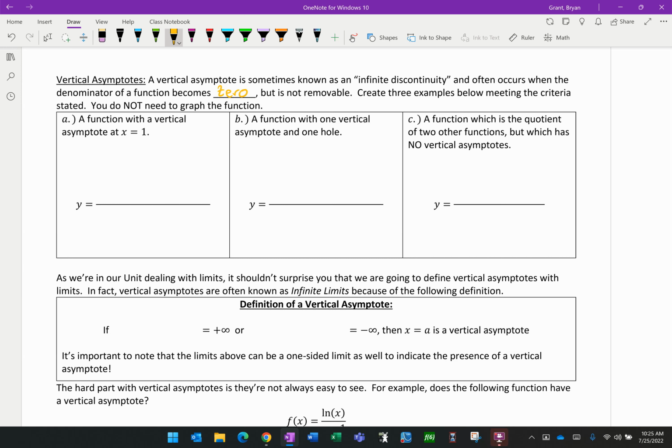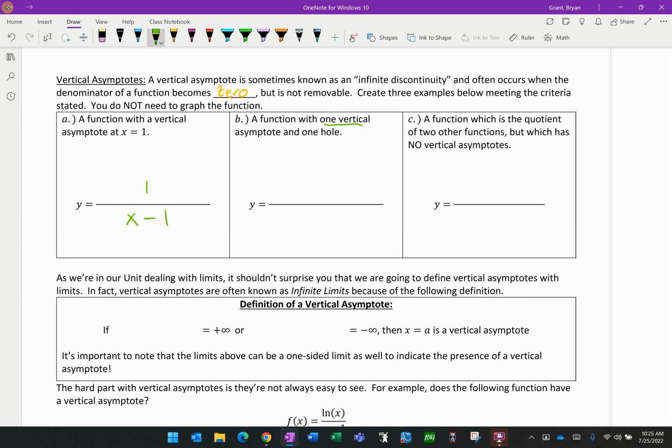All right, vertical asymptote at x equals 1. Well, the easiest way to do this one would just keep 1 on top. We don't want anything to cancel to have that vertical asymptote. And then x, would it be -1 or +1? I think -1 will do it, because when x is 1, 1 minus 1 is 0. Easy enough.